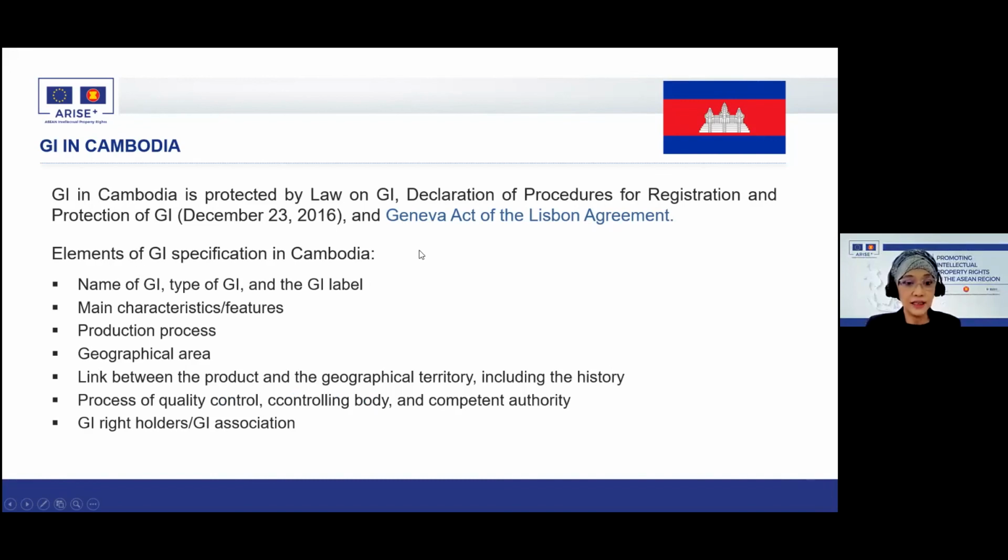The elements of GI specification in Cambodia are name of GI, type of GI, the GI labels, characteristics, production process, geographical area, and of course, the link between the products and the geographical territory, and process and quality control, controlling body and competent authority, and of course, the members of the right holders.